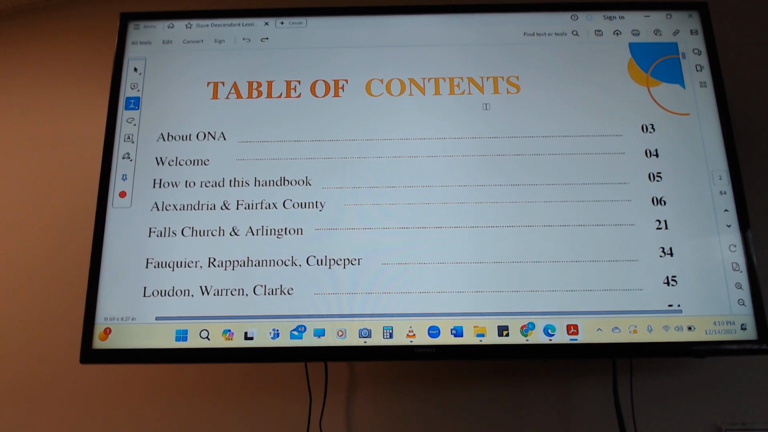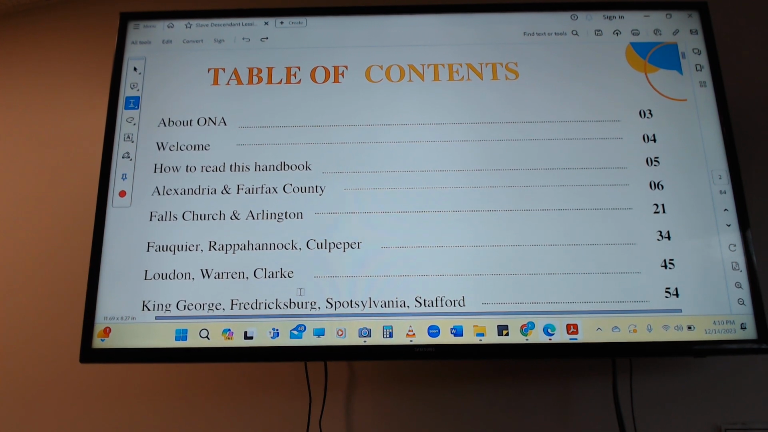So they've got a table of contents here. They've got the welcome and how to read the book. But then what I was trying to explain to you is how you would put your counties, what the resources are in your counties. So right here they have Alexandria and Fairfax County, those two counties together. And then they have Falls Church in Arlington County, Fauquier County, Rappahannock, Culpeper, and then they have Loudoun County, Warren County, and Clarke County. Now they have all these together, so I guess these are like neighborhoods and counties.